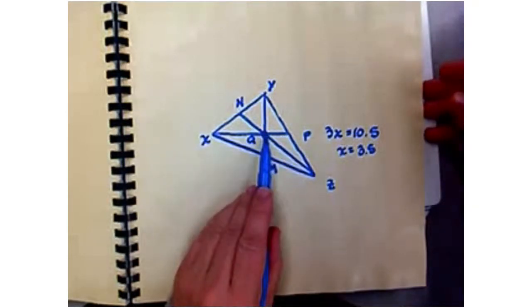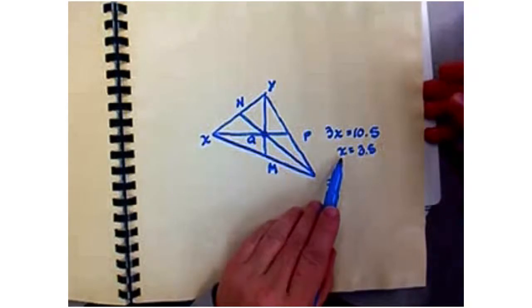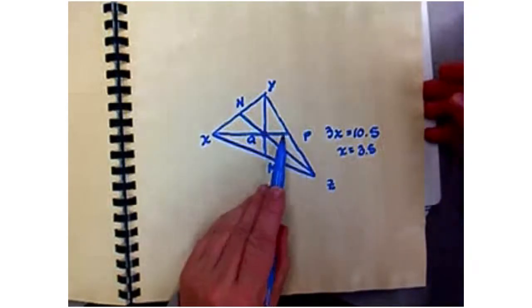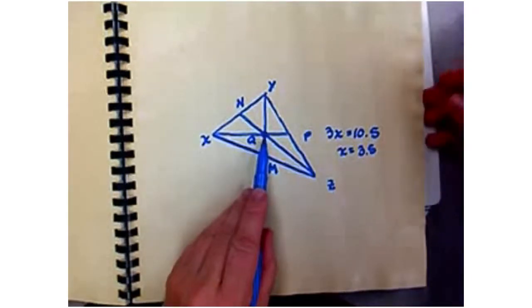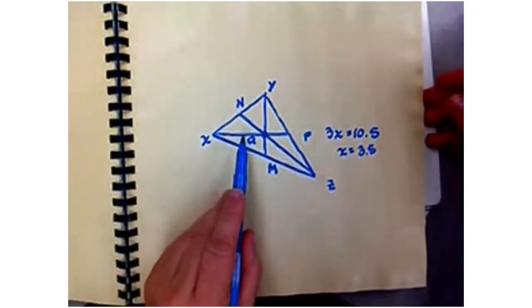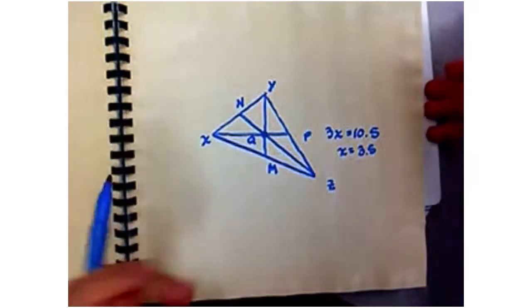So 3x equals 10.5. Divide by 3 on both sides. 10.5 divided by 3, x equals 3.5. So you know QP is 3.5. Then you also know that XQ would be the leftovers, or 2 times 3.5, which would be 7. If you add 7 and 3.5 together, you get 10.5. So we did it right.